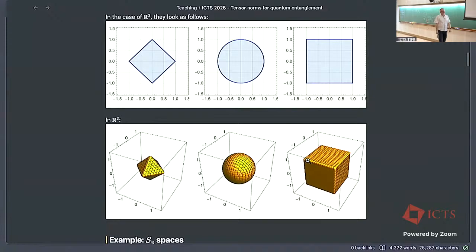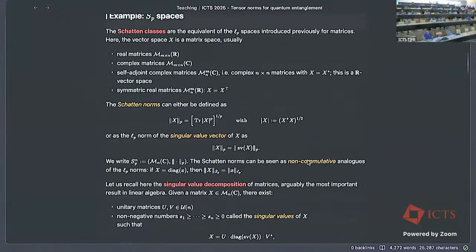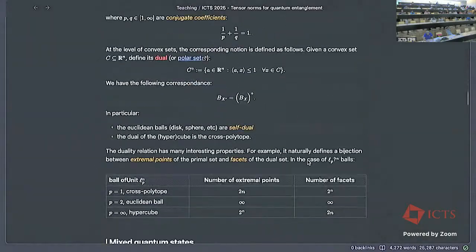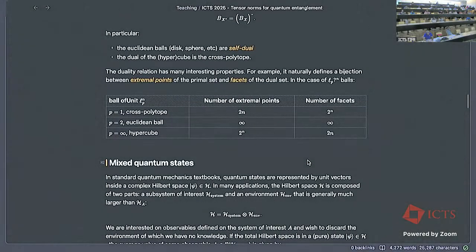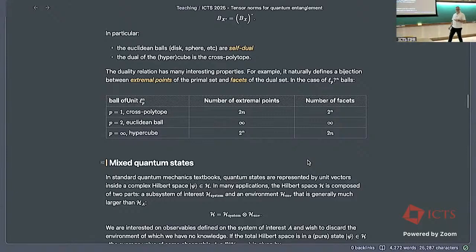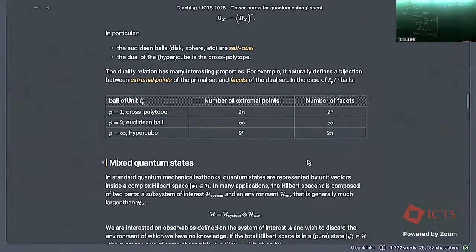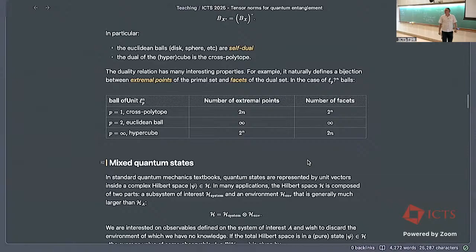This is a nice geometrical observation, but when you go to larger dimensions, it is important. In dimension n, the cube has 2 to the n extremal points, all the possible sign vectors, and 2n facets, which correspond to these inequalities, n times this. You get an inequality for each coordinate, and you have 2, so it's 2n inequalities. And it's the reverse for the cross polytope.